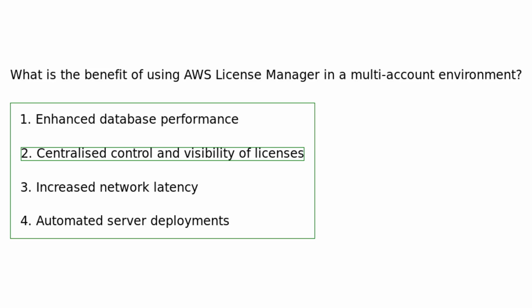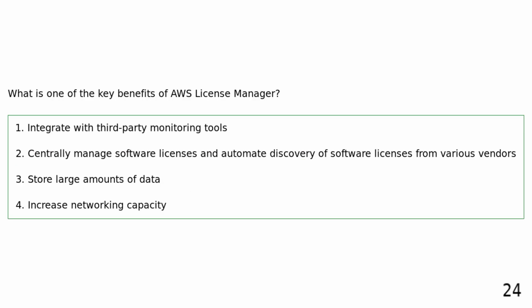Using AWS License Manager in a multi-account environment provides centralized control and visibility of licenses, ensuring compliance and cost efficiency across all accounts. What is one of the key benefits of AWS License Manager? Integrate with third-party monitoring tools. Centrally manage software licenses and automate discovery of software licenses from various vendors. Store large amounts of data. Increase networking capacity.